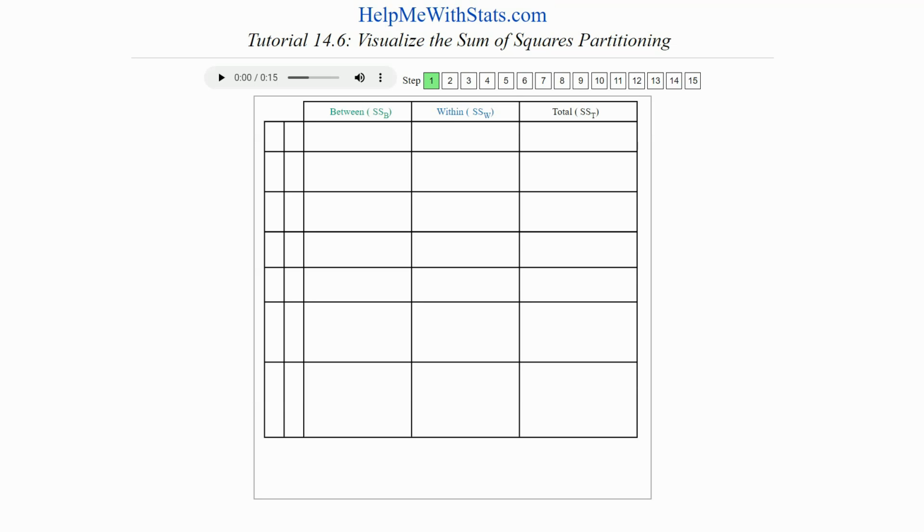HelpMeWithStats.com was used to create this tutorial that can help us visualize the sum of squares partitioning. Let's show how the total variability, sum of squares, gets partitioned into between groups and within groups. The table is color-coded for ease of use. The color scheme will become apparent as the table is explained.